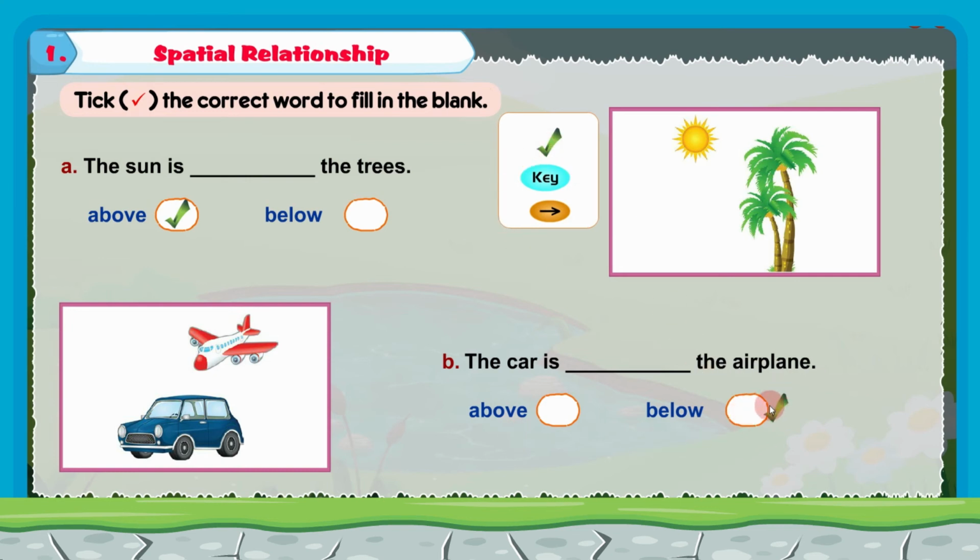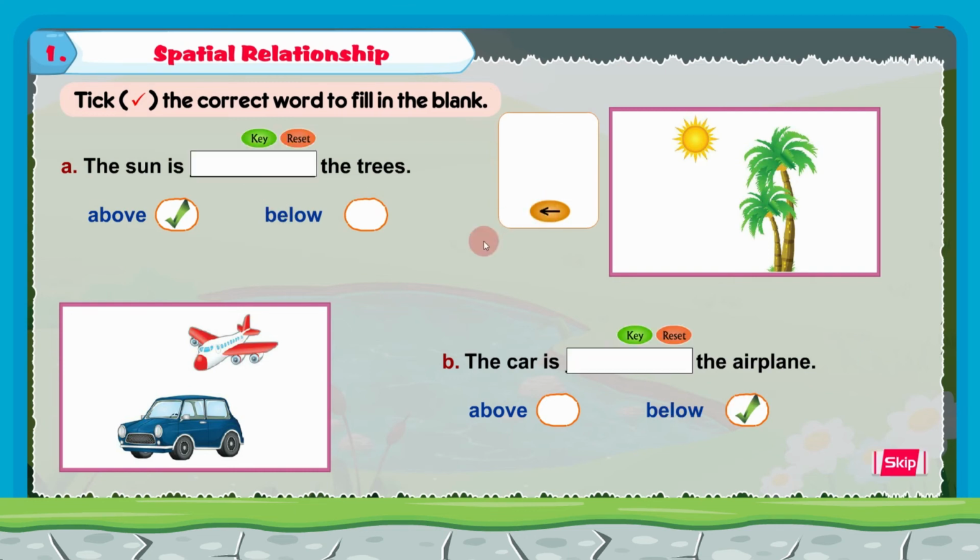And if we write the answers in the blanks, it will be the sun is above the trees. The next, the car is below the airplane. So children, this is about the above and below topic. I hope you all understood.